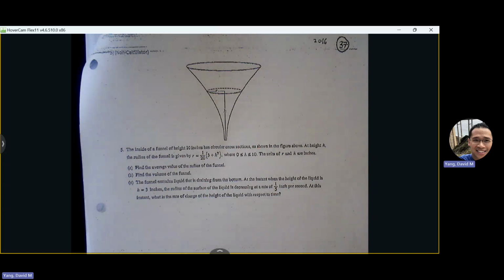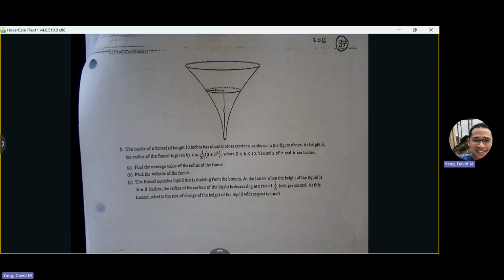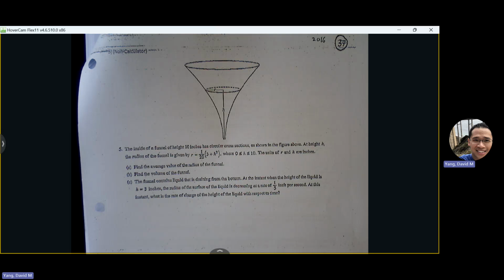Okay, so this, I believe, was a shared, AB/BC problem. Right, so this one kind of gave students a bit of trouble because it's kind of hard to see what we're trying to use here. But it says the inside of a funnel of height 10 inches has a circular cross section. So that means if we're to slice it, you open it up, you're going to get a circle, so circular cross section. So that's a bit of a hint here.